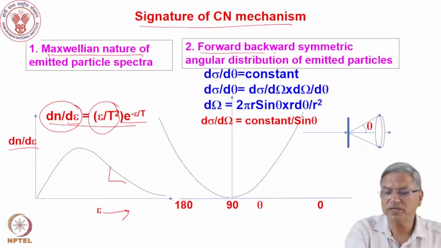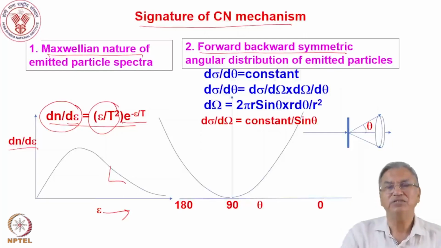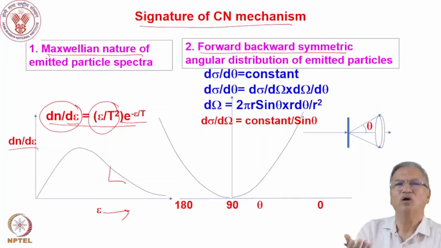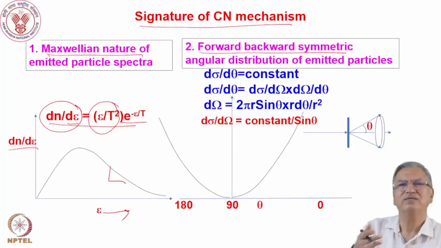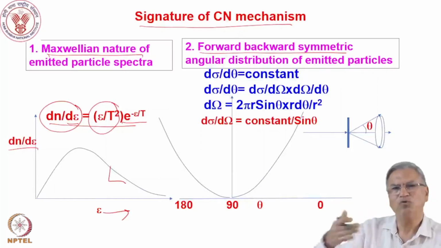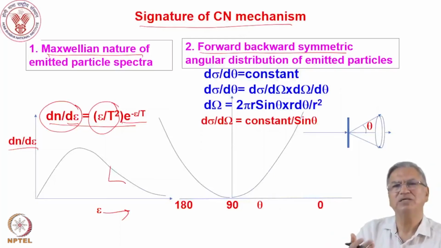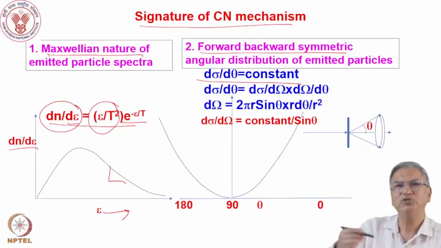And the second important signature of compound nucleus formation is the forward-backward symmetric angular distribution of particles. As you recall, the compound nucleus emission does not know in what way it was formed. It loses the memory of its formation. I recall the experiment by Ghoshal, where the same product formed by two reaction channels has the same cross sections. If it does not have the memory of the previous channel, then we can say that the emission of particles is isotropic because there is no preferred direction.